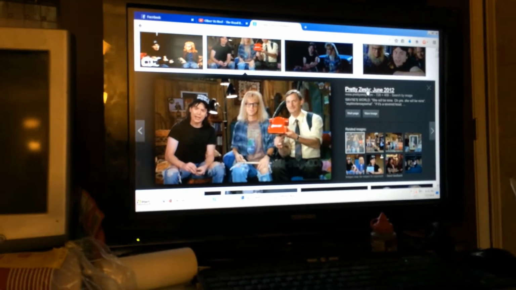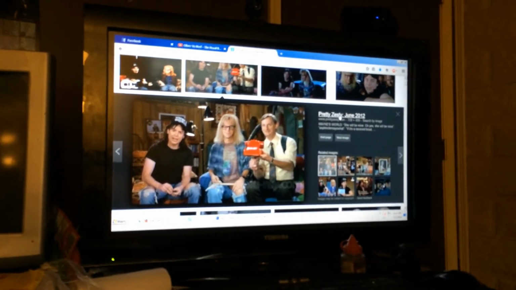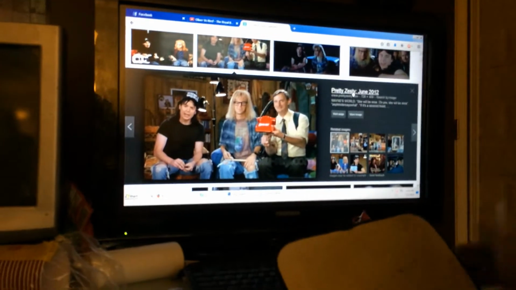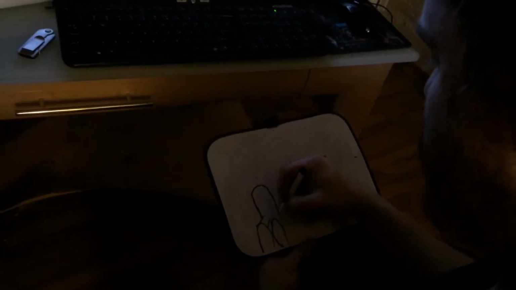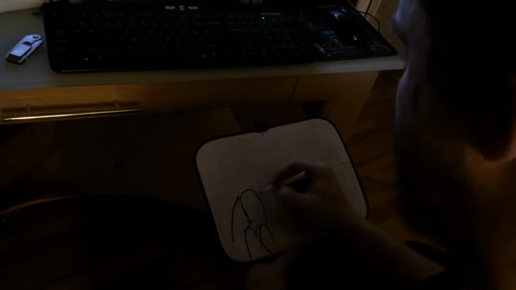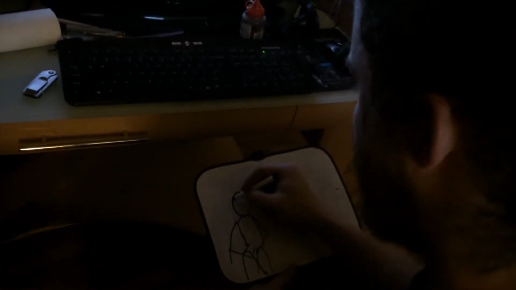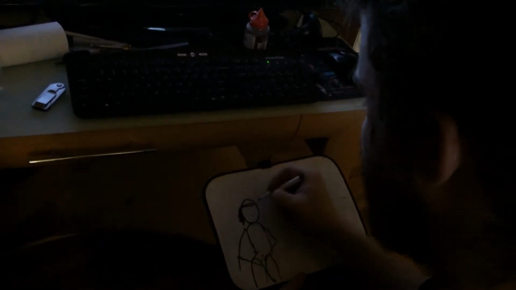Here we have Wayne, Garth, and the suck cut guy. It certainly does suck. All right. So we can see that they are sitting. So pretty much you can convey that pretty simply. Boxes, lines. You can see his arms sort of folded in his lap. And then, of course, Wayne. You can tell it's Wayne because of the hat and the hair.